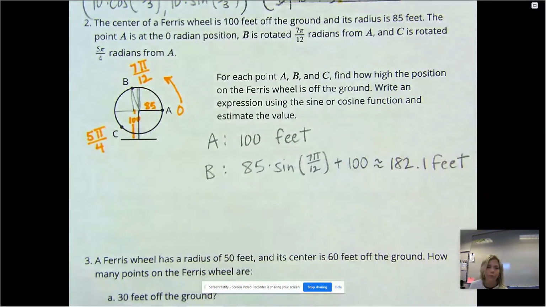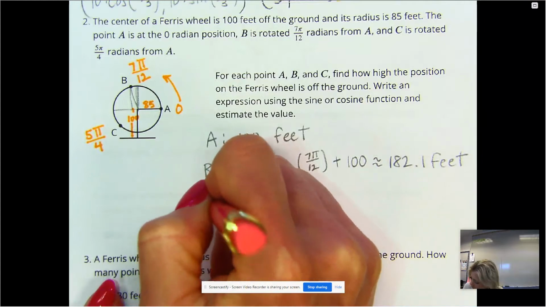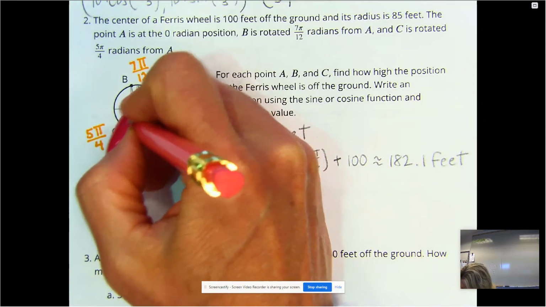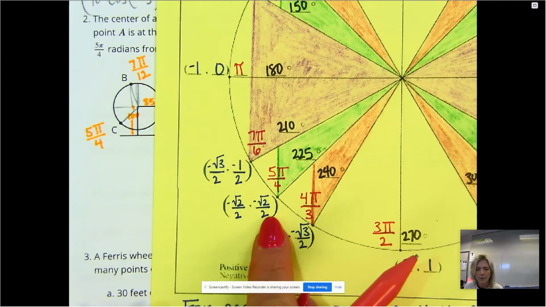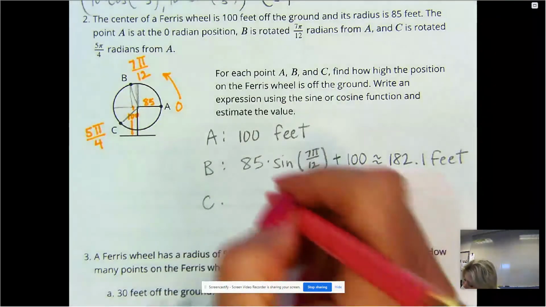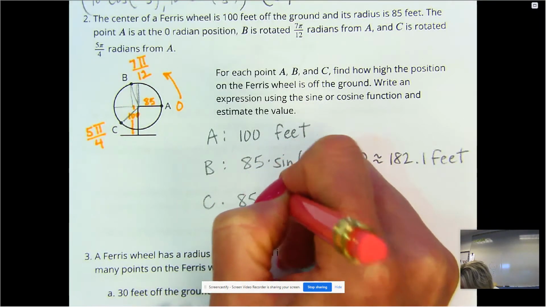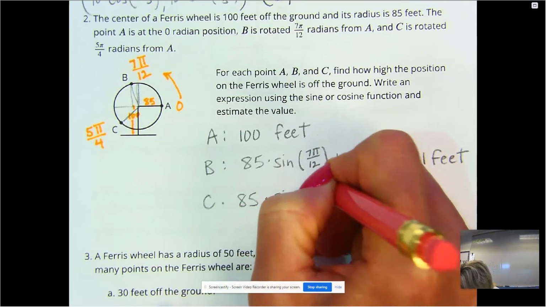feet. And then finally, point C. So point C is at 5 pi over 4. And when I look at the unit circle, 5 pi over 4 is right here. Its sine is negative root 2 over 2. So I'm going to use the calculator one more time. So 85 times the sine of 5 pi over 4.